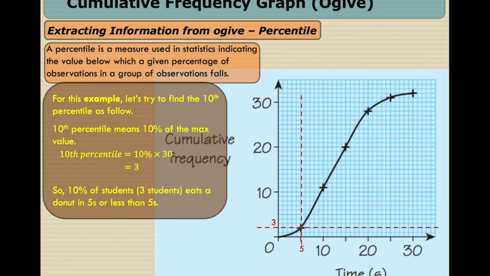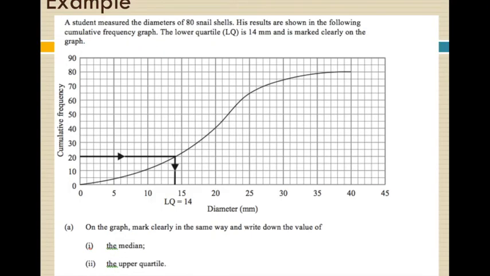Okay, let's do a couple more examples. Okay, take a look at this one here. A student measured the diameters of 80 snails' shells. His results are shown in the following graph. The lower quartile is given, which is 14 millimeters. Okay, let's go to the question.